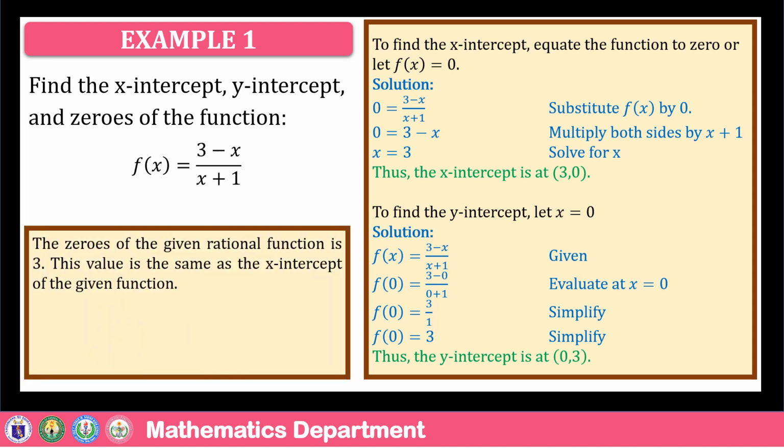Now, the zeros of the given rational function is 3. This value is the same as the x-intercept of the given function since, according to our definition kanina, ang zeros ng ating rational function ay ito yung point or ito yung value ng x na kung saan magiging 0 ang ating function. So, magiging 0 lamang ito kapag ang x natin ay equal sa 3.